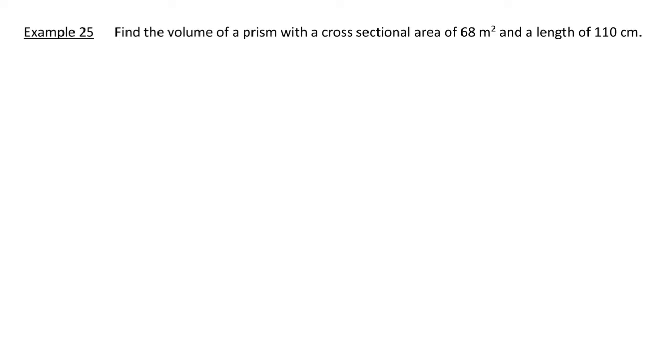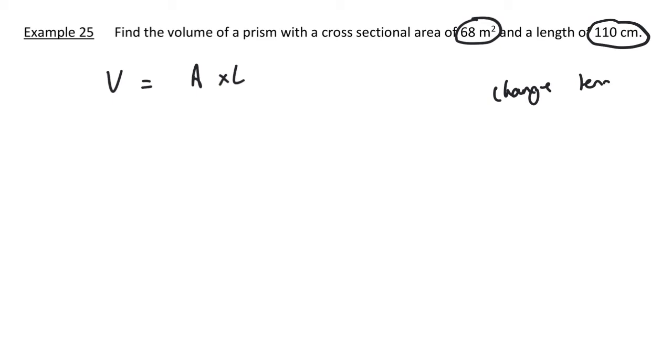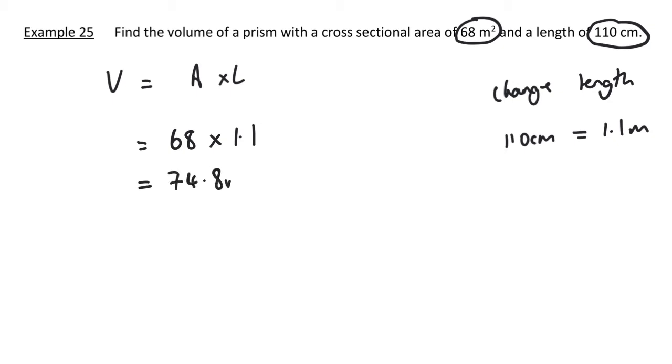So example 25, find the volume of a prism with a cross-sectional area of 68 and a length of 110. So what we have is volume is the area times length. Now we'll notice that we've got a length of 110 and an area of 68. Now it's very difficult to change the 68 square meters into square centimeters, so it's much easier to change the units of length. So 110 centimeters, if we divide by 100, that's going to be 1.1 meters. So the volume is going to be 68 times 1.1, which is 74.8 cubic meters.